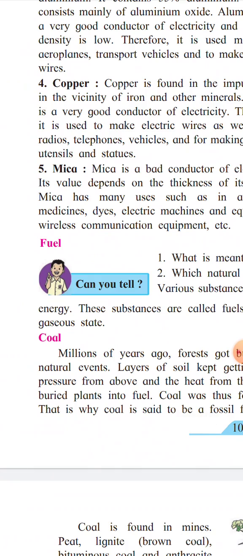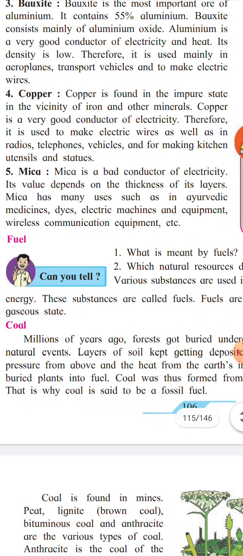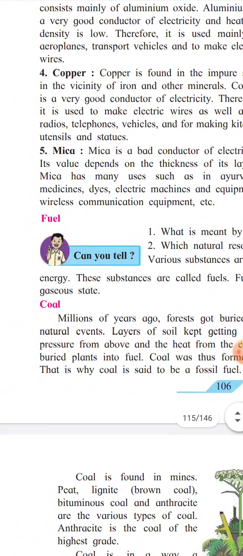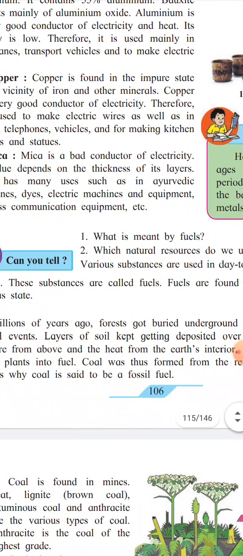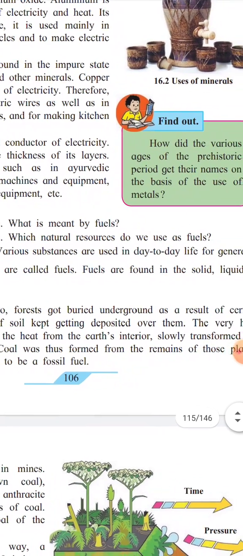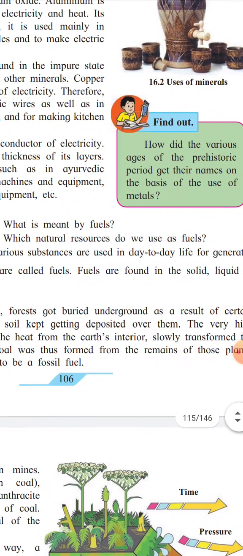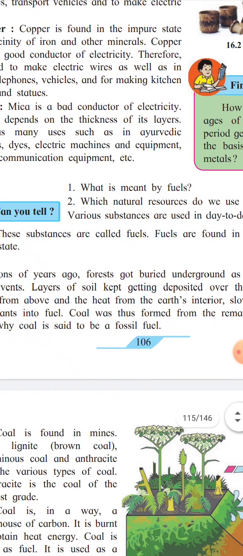Billions of years ago, forests got buried as a result of certain natural events. Layers of soil kept getting deposited over them. The very high pressure from above and the heat from the Earth's interior slowly transformed the buried plants into fuel. Coal was formed from the remains of plants, and that is why coal is said to be a fossil fuel. Coal is found in mines.